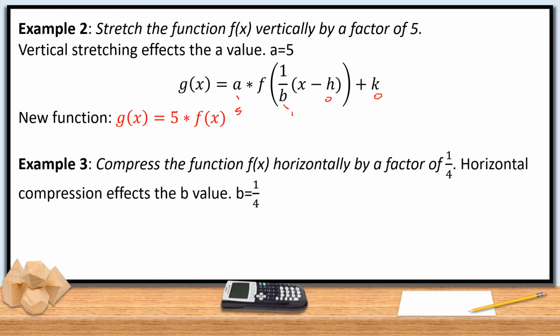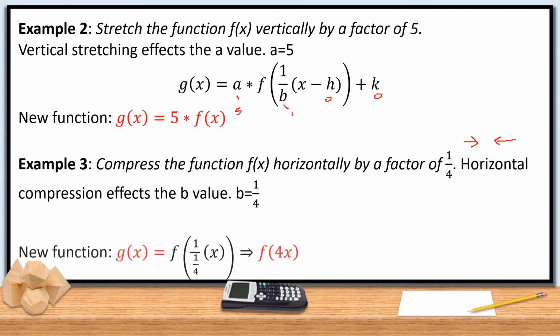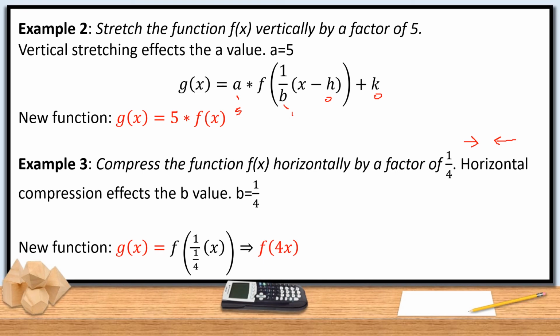All right, this time we want a horizontal compression by a factor of a quarter. So horizontal compression means that we are pinching everything in. So horizontal compression, on the horizontal view, we're going to move everything towards the y-axis or the center. So our b value is going to be a quarter. Everything else is either 0 or 1. And then you get 1 over a quarter. Remember, b is underneath a fraction. And 1 divided by a quarter is the same as how many quarters go into 1, and the answer is 4. So it will be f of 4x.